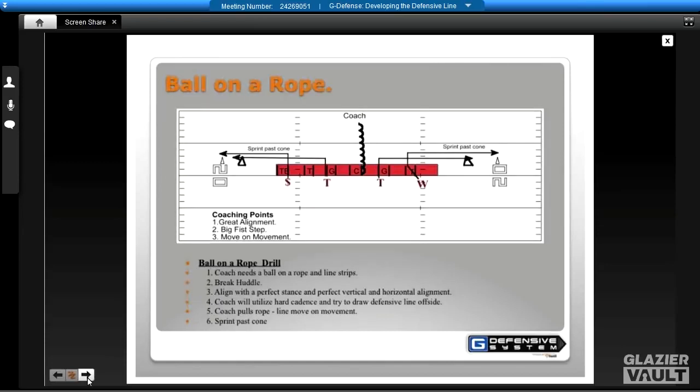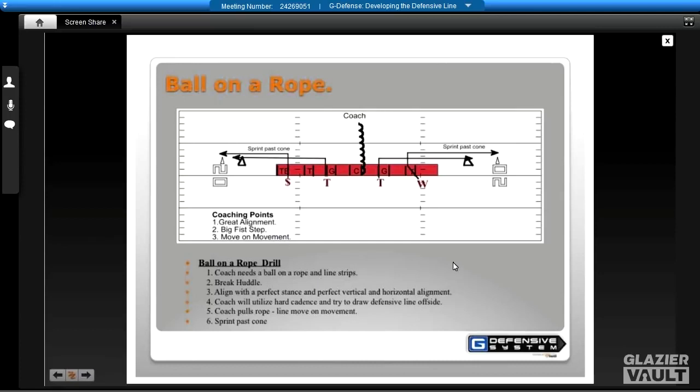And then what we do is we come back to the line strip. And you can use trash cans for this, which I'm sort of leaning to. And we call this the ball on the rope drill. Not really that high tech in the name, but what a great drill. What we're looking for is we set up our cones or our trash cans or our line strip, and we're first going to work on that great alignment. Do I have a great step? Do I step to stagger? Do I move on movement?